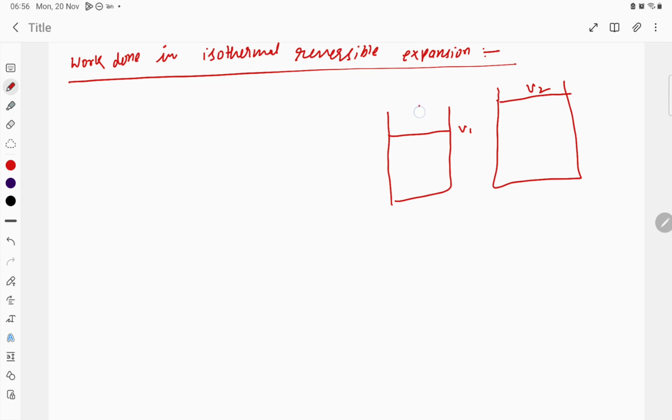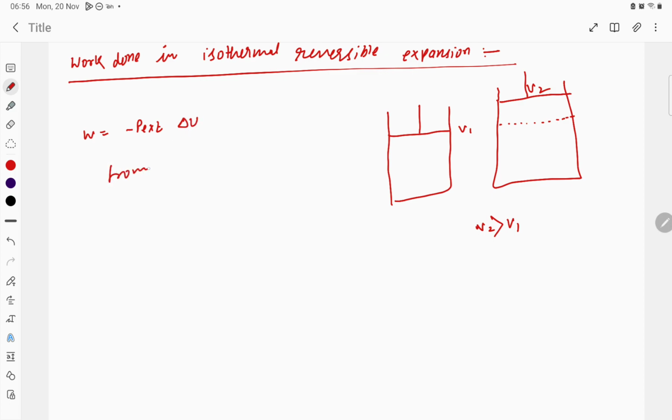Student, what you are going to observe here is that the volume increases, because here it was there earlier. So V1 and V2. What you are going to find here, student, is V2 greater than V1. Right student? Now work is done by the system. So W is equal to minus P external delta V.